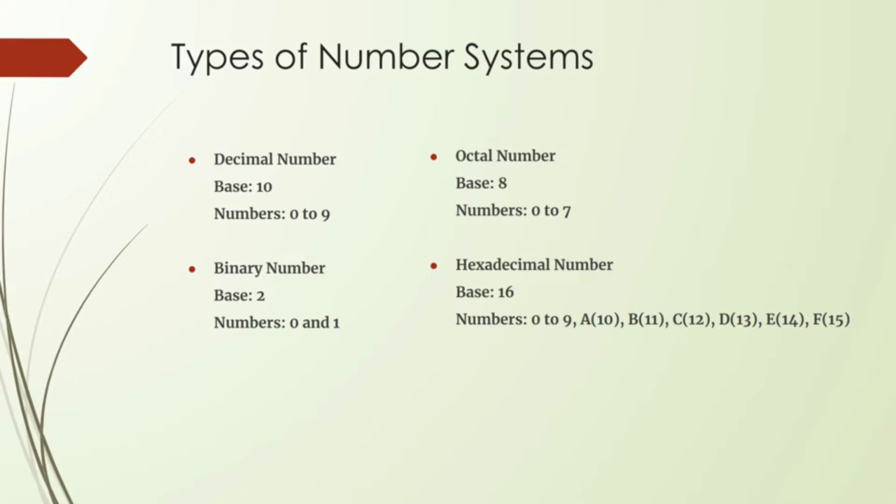A as 10, B as 11, C as 12, D as 13, E as 14, and F as 15. So this is the number system that we use. Okay, we will change a number from binary or octal or hexadecimal format to decimal number format.